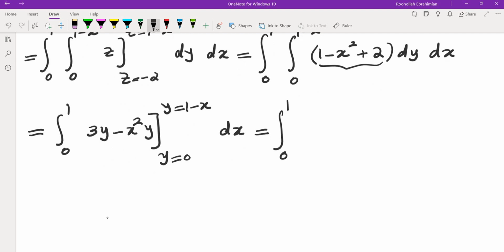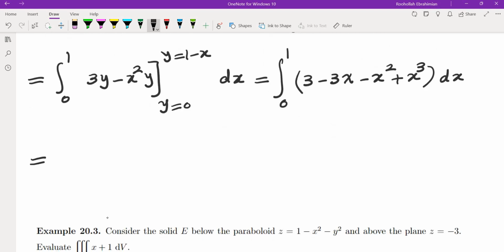So plug in 1 minus x, we get 3 minus 3x. Plug in 1 minus x, we get x squared times 1 minus x, which is negative x squared plus x cubed. Plug in 0, we get 0. So this is going to be equal to the integral from 0 to 1. Well, let's just integrate this now.